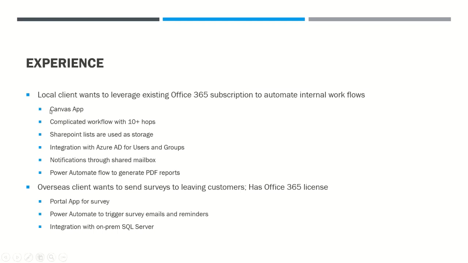So we created a Canvas app for them. For data storage, SharePoint lists were used, and integration with Azure AD was done to identify the user, who to send to, etc. Groups were also used. And then in Office 365, there is a notion of a shared mailbox, which can be used to send notifications. We did use a bit of Power Automate to generate a PDF report. Since this is a client application, I can't show you that.